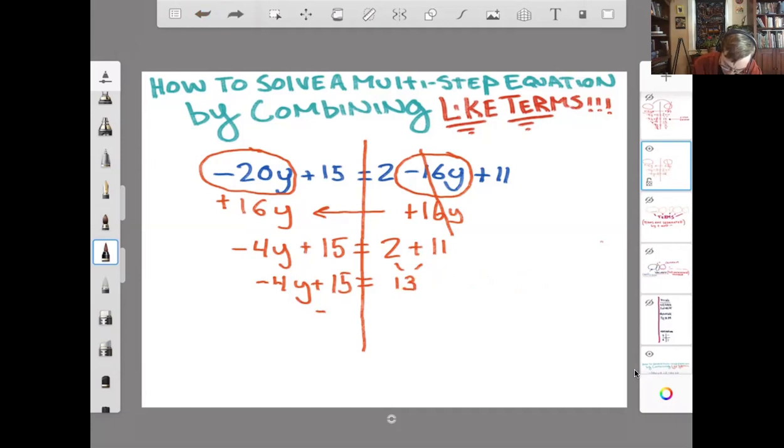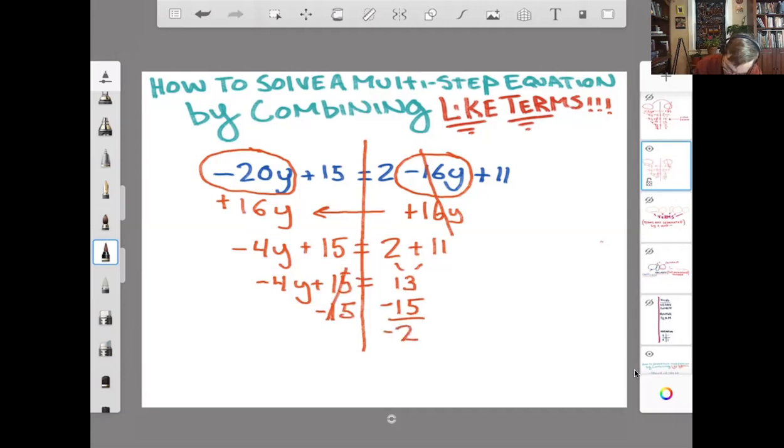So we're going to move the positive 15 by inverting it to negative 15, and that's going to negate the 15 for us. It's gone on the left side of the equation. Whatever we do to one side, we have to do to the other. So now we have 13 minus 15, which you can either do in your head or you can use your calculator to find that it is negative 2.